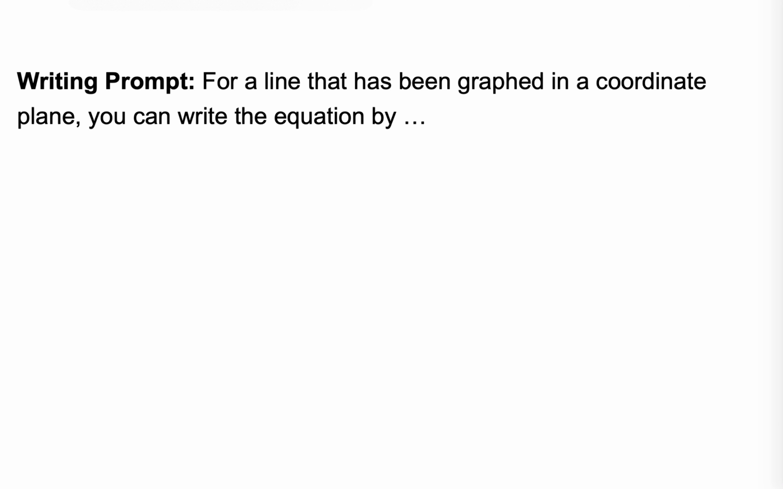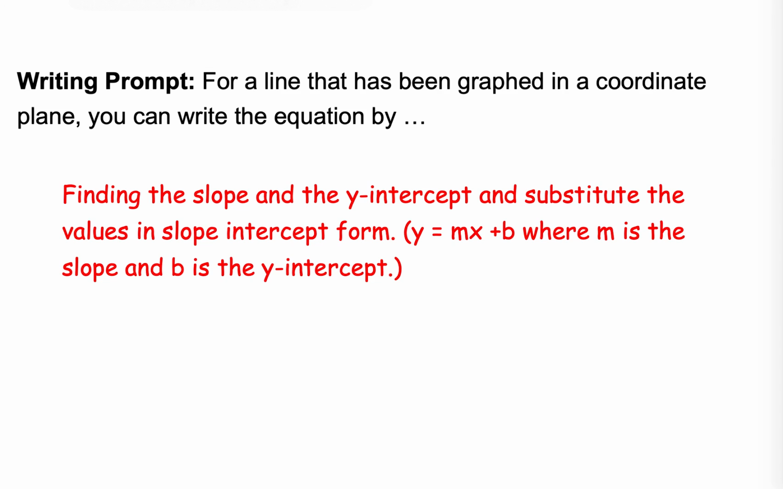So for a line that has been graphed in a coordinate plane, you can write the equation by, go ahead and finish that sentence. Pause the video, write your sentence now. Okay, so let's go ahead and check our answers. So for this particular one, finding the slope and the y-intercept, and then substituting the values in slope-intercept form. So remember, the slope-intercept form is y equals mx plus b, where m is the slope and b is the y-intercept.